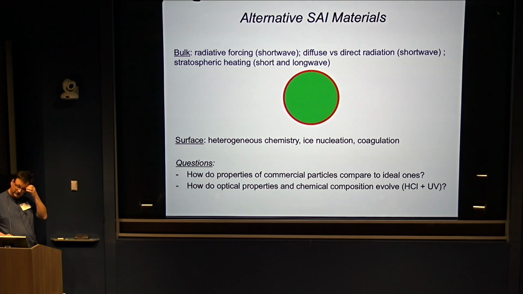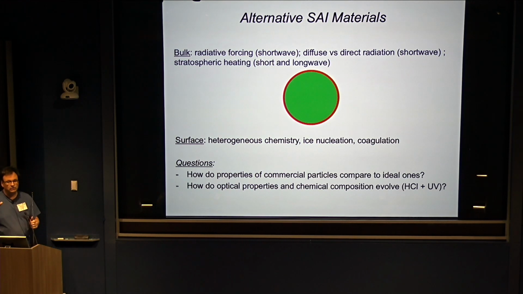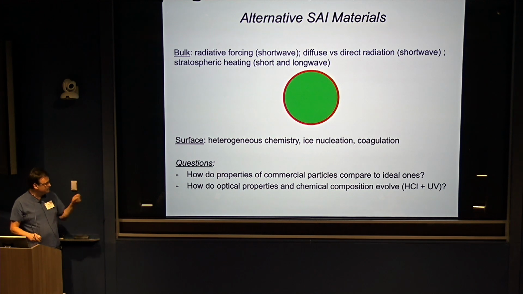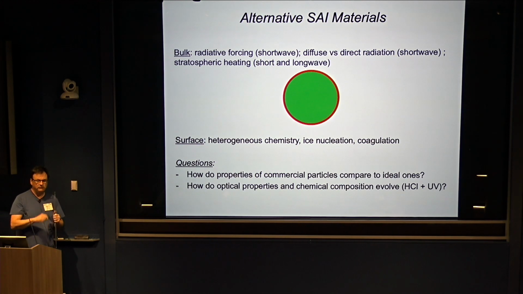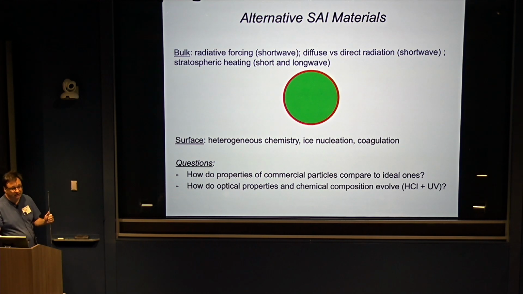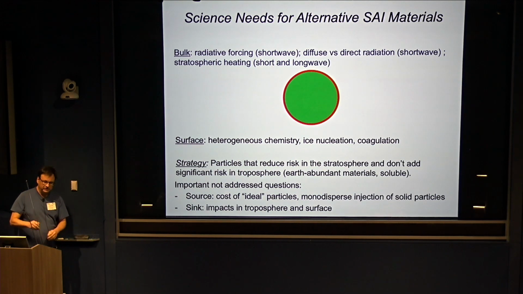So the questions I'm going to be talking about here, extending from November, are: how do the properties of commercial particles actually compare to the textbook values we use? Rajan was showing how the alumina, for example, doesn't really match what you get from the textbook studies if you really look at it, and I'll extend that in other directions. We're also going to look explicitly at how optical properties and chemical composition change in simulated lab experiments, similar to what Markus Ammann was briefly talking about, where you expose things to HCl and UV in this case.